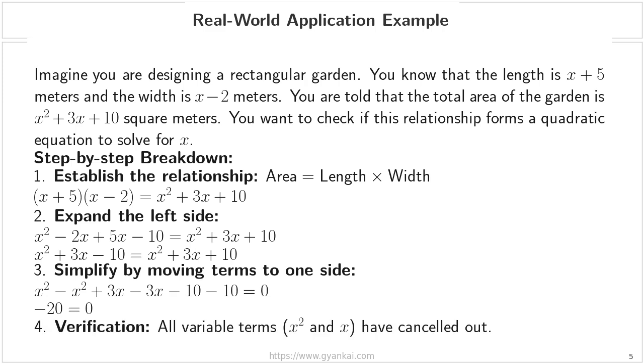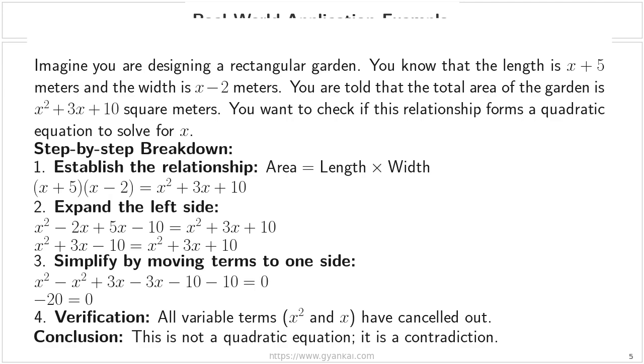Finally, we reach the verification step. Looking at our result, all of our variable terms, both the x squared and the x, have vanished. We are left with a mathematical impossibility, or a contradiction, where negative 20 is claimed to equal 0. Therefore, our conclusion is clear. This specific relationship does not form a quadratic equation.